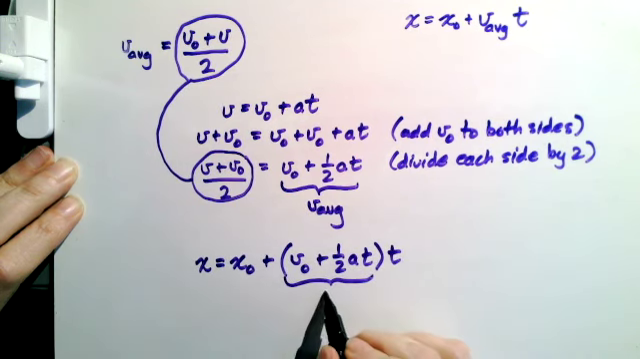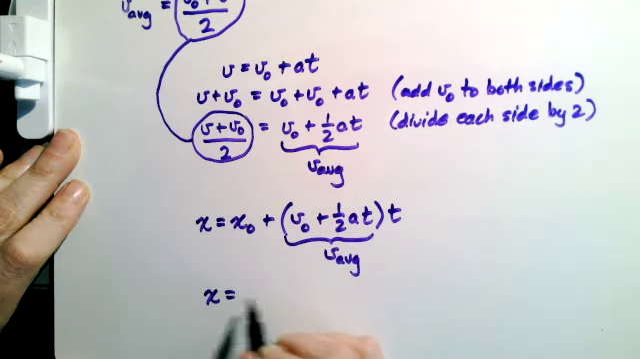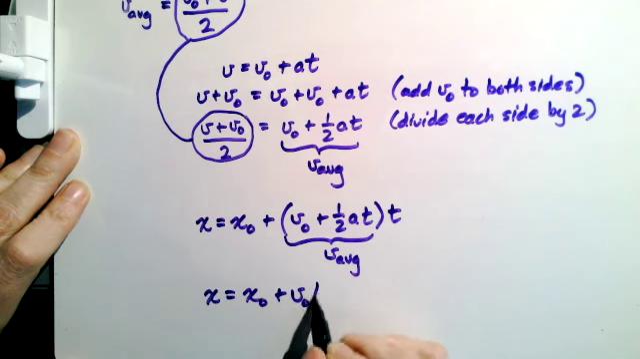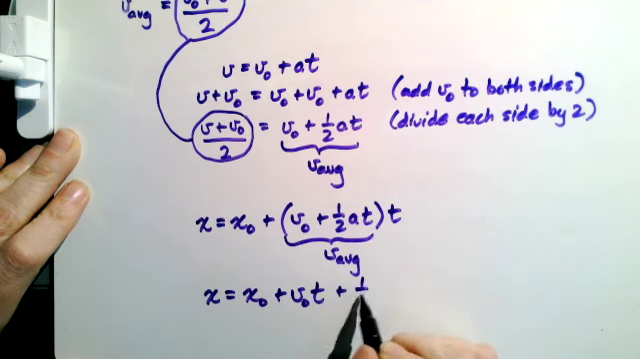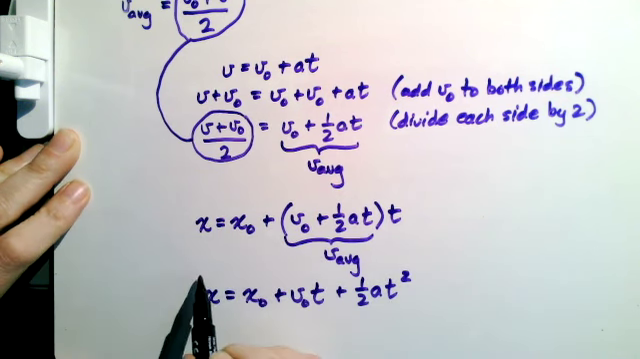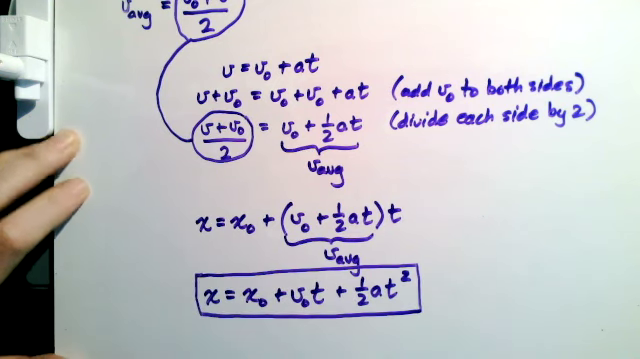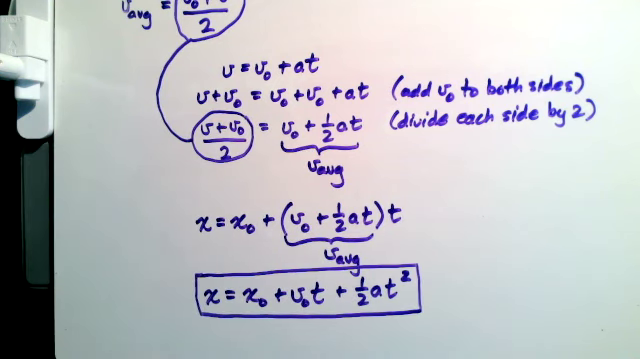Again, what I did was I took this, which is equal to v average, and substituted it directly into that displacement equation. As a last step, we can distribute the t to both terms to get the final position equals the initial position plus the initial velocity times the time plus 1/2 times the acceleration times time squared. And this is another kinematic equation that we use all the time whenever we have motion that has a constant acceleration.